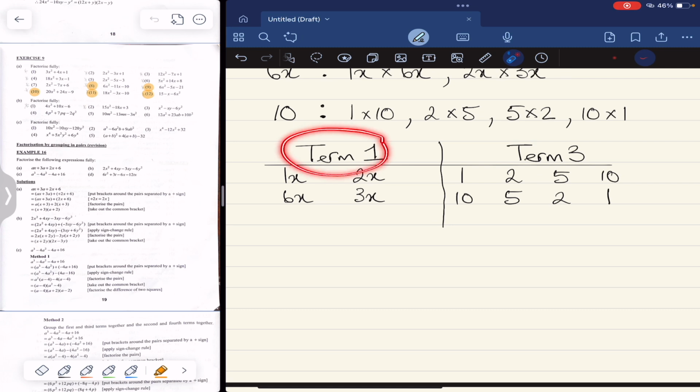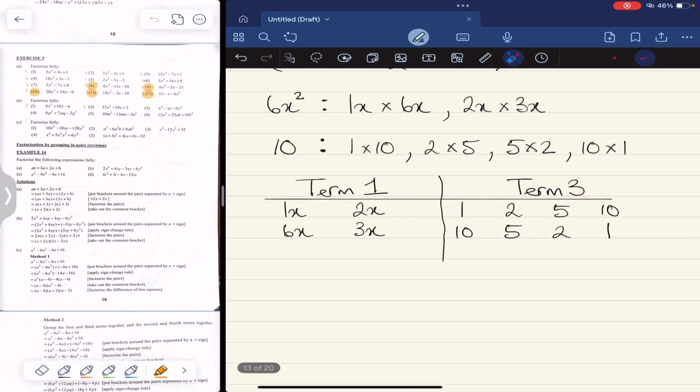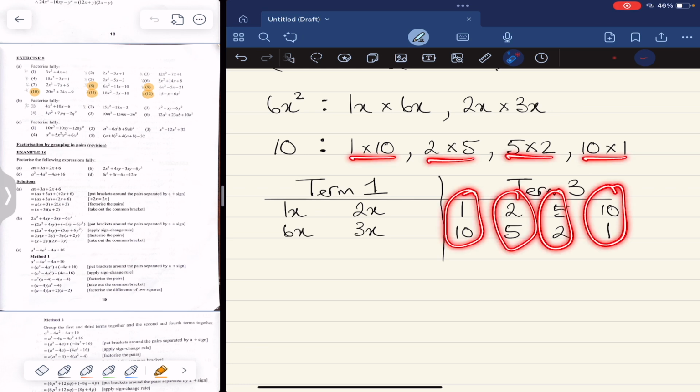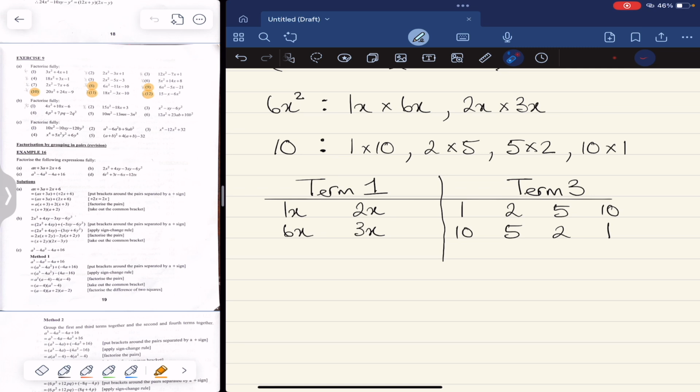I've got 2 columns. I've got the column for term 1, and I've got a column for term 3. So within these columns, I have sub-columns. Under term 1, which was 6x squared, I wrote down all my product options for that term, and that was 1x times 6x, so it's that one over there. I've now written them one below the other, in column form, and then I've got 2x times 3x in column form as well. Then here in the middle, that is where the table splits, and the next column is for term 3. I've written down all these product options over here, one below the other, as you can see there in those 4 columns.